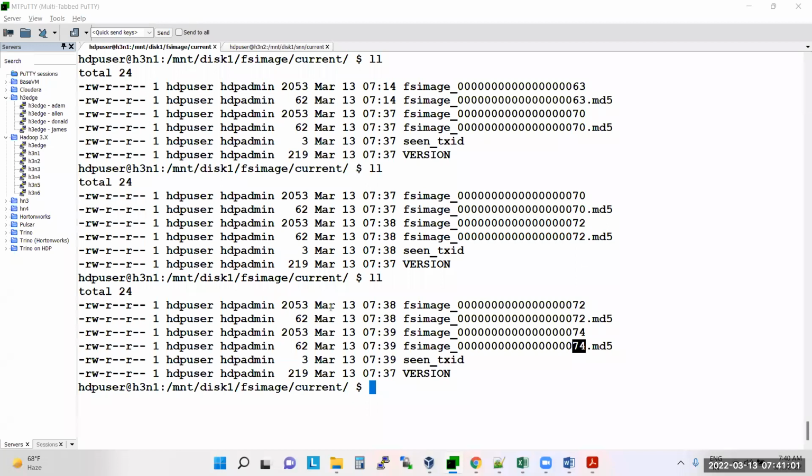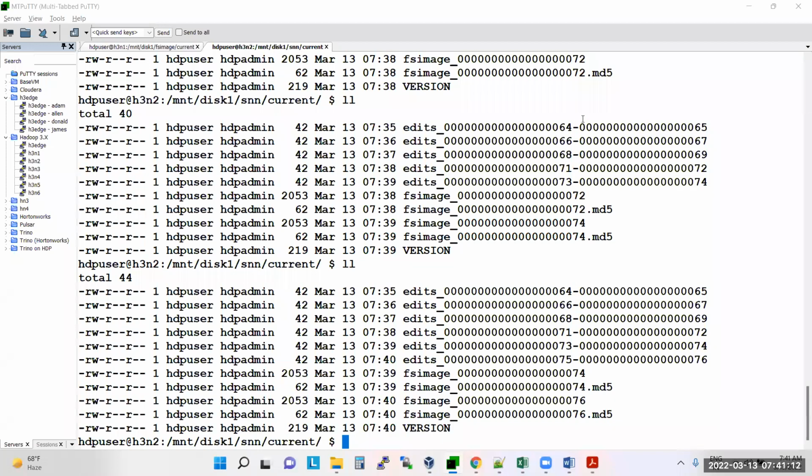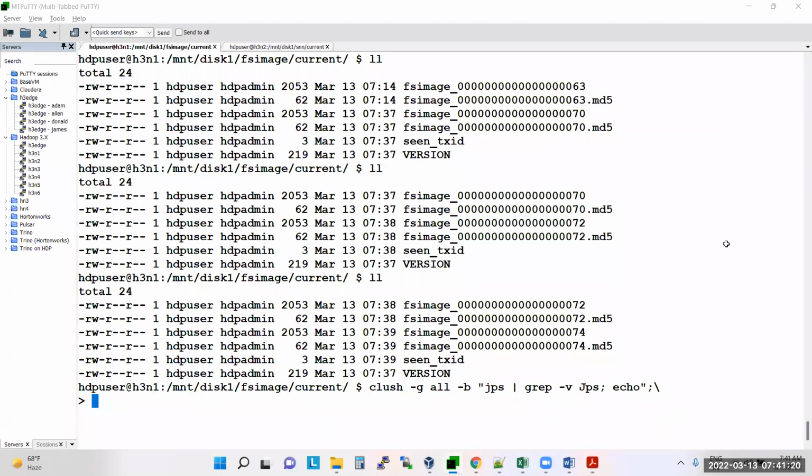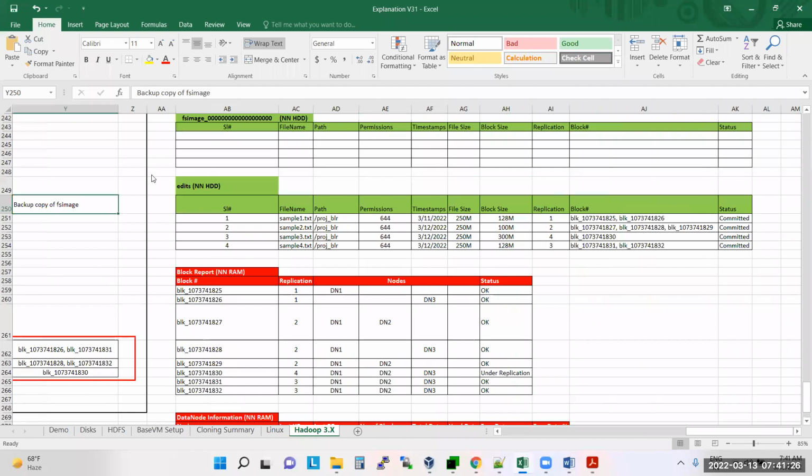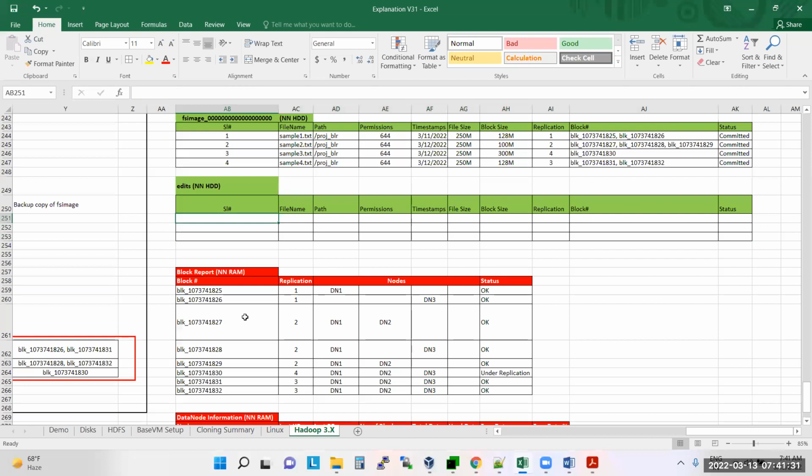This is the secondary name node, and here the latest FS image is 76. As and when, every time, it is performing a checkpoint. Now it is taking all the entries from here and pushing them here. It means the edit log is now empty, nothing is there. Understood, guys? It will change this number here. So 76 means till 76 I appended here. You got my point?